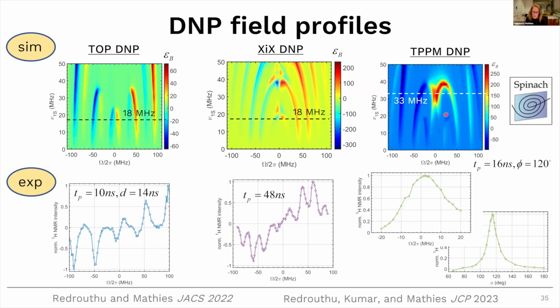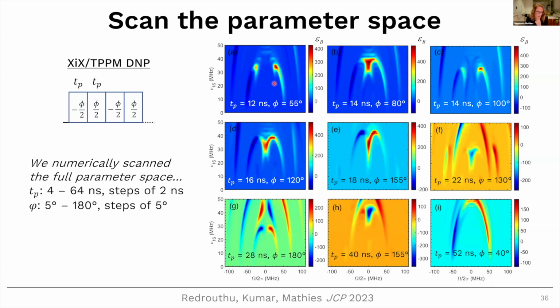Okay, so now you may want to know, which sequence is the best one? Which one gives me the highest enhancement? Before you can answer that question, there are several optimization steps that you need to do. First of all, for all three sequences we scanned the full parameter space. We explored all reasonable pulse lengths going from 4 to 64 nanoseconds. For TPPM, we changed the phases in steps, ran the simulations, and looked for the good DNP conditions. We then tested them experimentally, and that's how we settled in the end for the TPPM sequence at a pulse length of 16 nanoseconds and a phase difference of 120 degrees as the best condition.